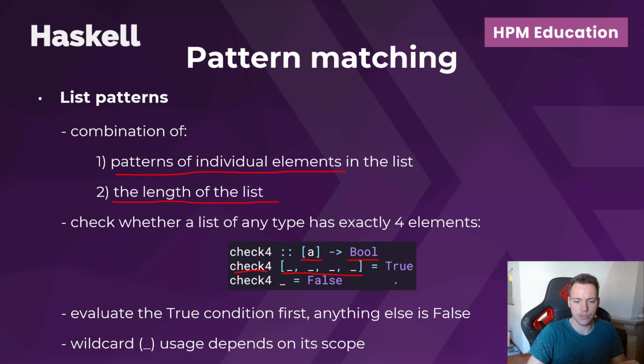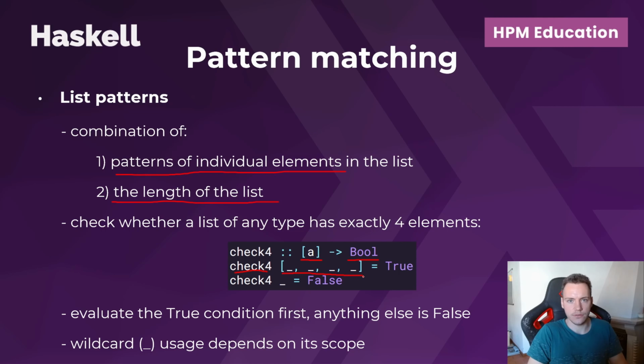So you can see this is a general pattern that can work with many different lists. So we can have a list of integers, for example, 1, 2, 3, 4. It satisfies this. A list of 2, 3, 4, 5 also satisfies this pattern. A list of strings, a list of characters, and so on. Any list that has 4 elements will satisfy it. And in that case, we return true.